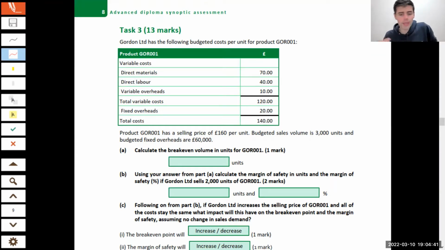So starting with task 3, looks like we're going to be doing a bit of costings now, doesn't it? Some people will be delighted with that. Some people will be rolling their eyes, I'm sure. But let's have a look at what we've got here and start to work through this.